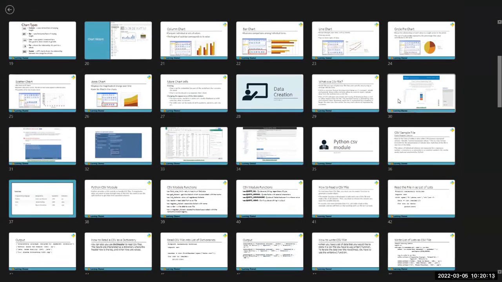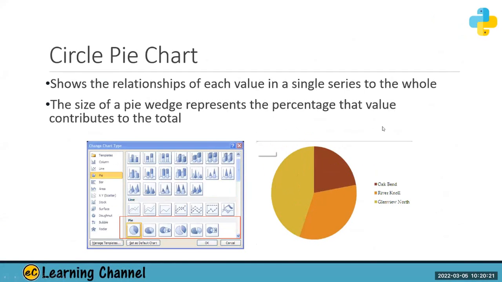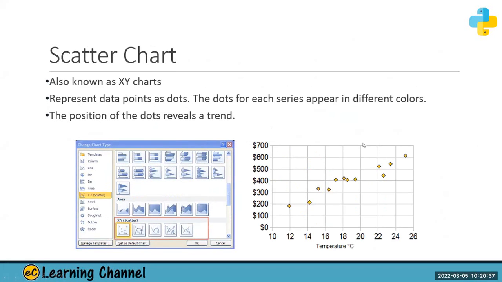Okay, next one we have pie chart. This one for Kathleen Lee. What's good about pie chart? It shows the relationships of each value in a single series. It shows you how much percent you have. So usually if you show market share, it's very good using the pie chart. Okay, scatter chart.